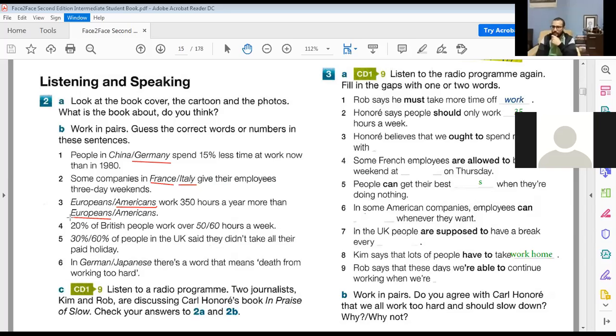Okay, it says 20% of British people work over 50 hours a week or 60 hours a week.